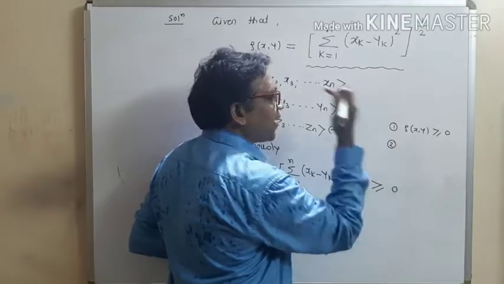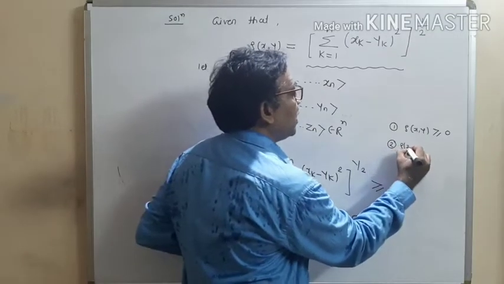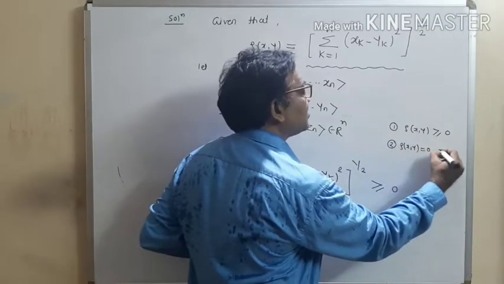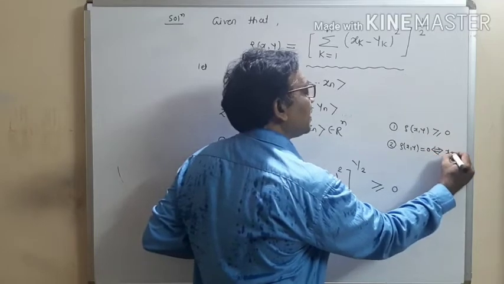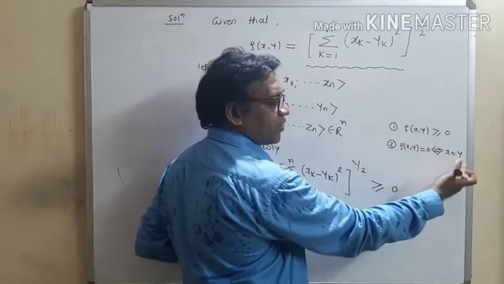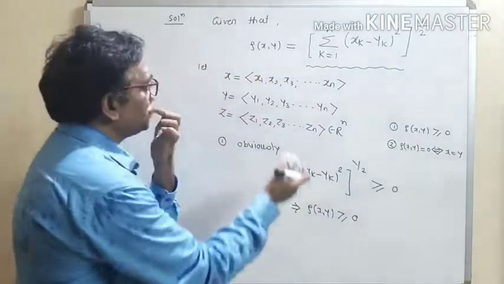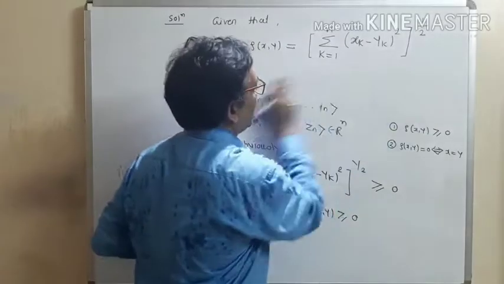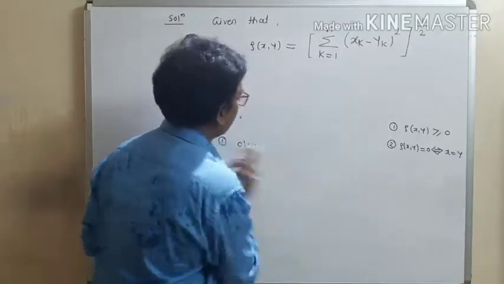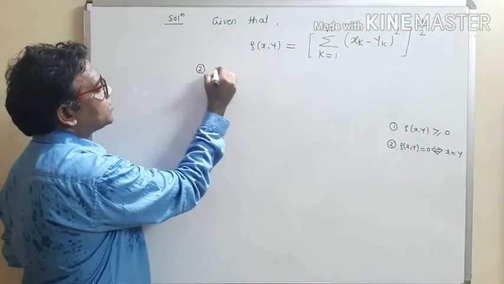Now let us prove the second condition. What is the second condition? If the distance of xy is equal to 0, prove that x equal to y. And conversely, if x equal to y, then prove that the distance of xy is equal to 0. So prove the second condition. So write down number 2. So this is the second condition.